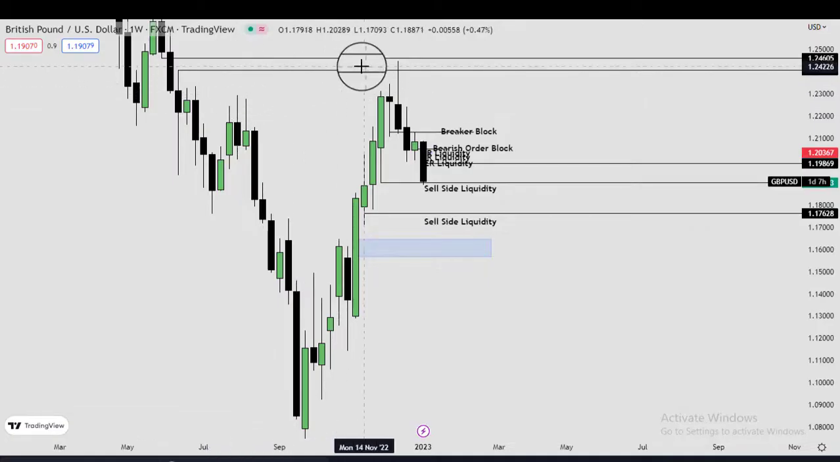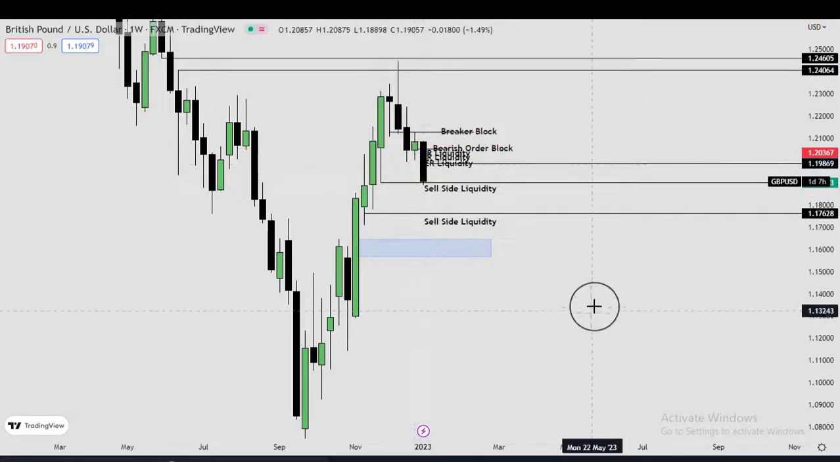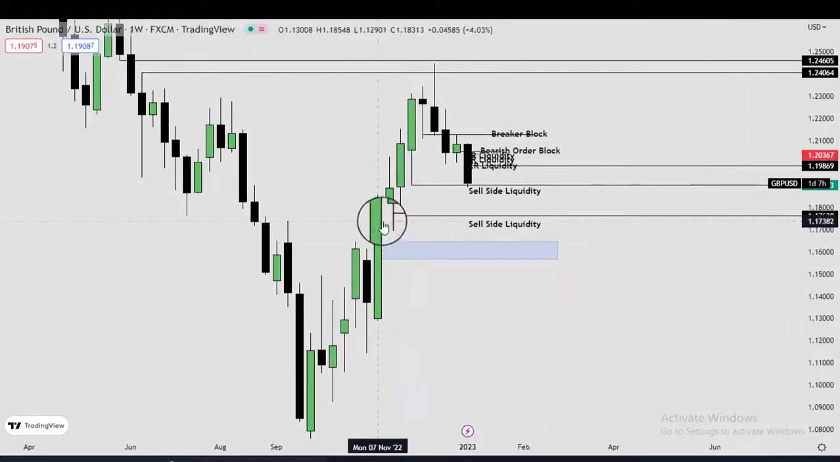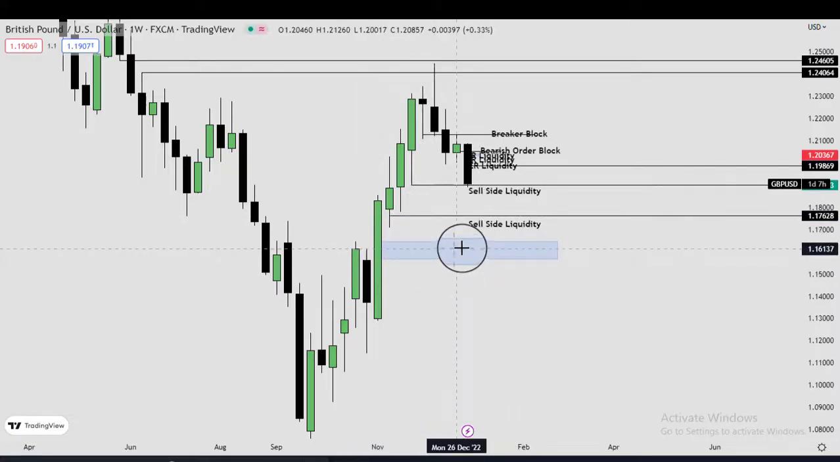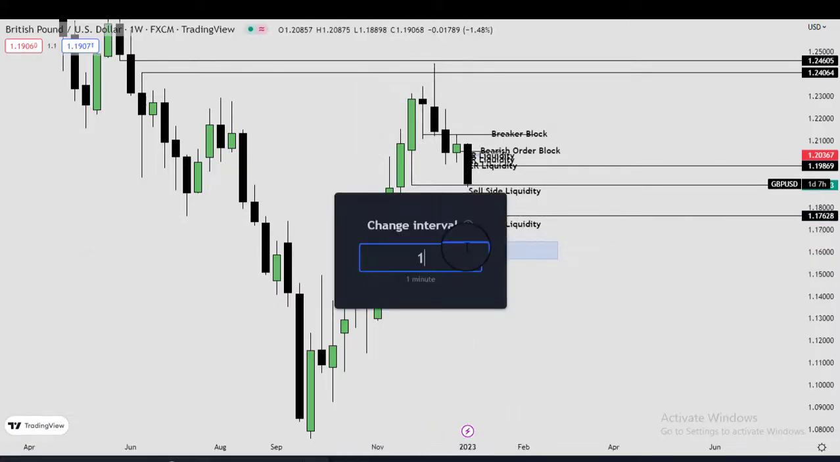What's the next? We need to trade into internal range liquidity. And what is that internal range liquidity? You can see fair value gap or the liquidity void here, fair value gap, another block. This is where I'm expecting the pound dollar to trade into on the weekly perspective.